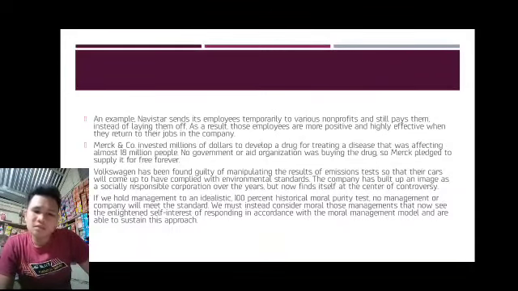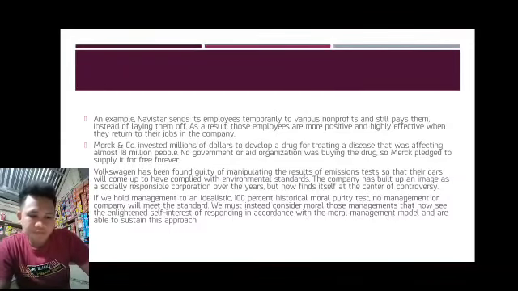An example: Navistar sent its employees temporarily to various non-profits and still pays them, instead of laying them off. As a result, those employees are more positive and highly effective when they return to their job in the company. So, Navistar sent its employees temporarily into various non-profits and still pays them instead of laying them off.